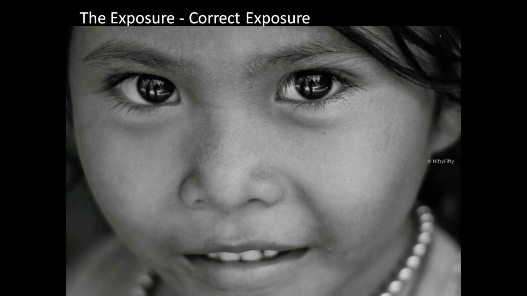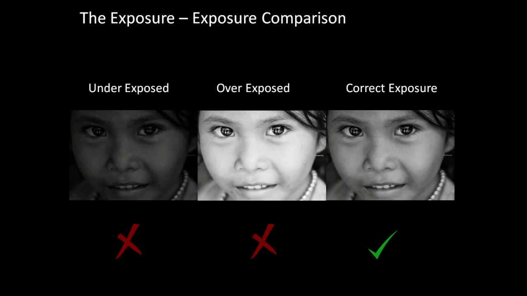The third one is an example of a proper exposure. Now let me put down all three photographs so that we can easily compare them. I hope you would have got an idea about exposure. Now let's talk about each of the three elements one by one. Let's first start with the aperture.